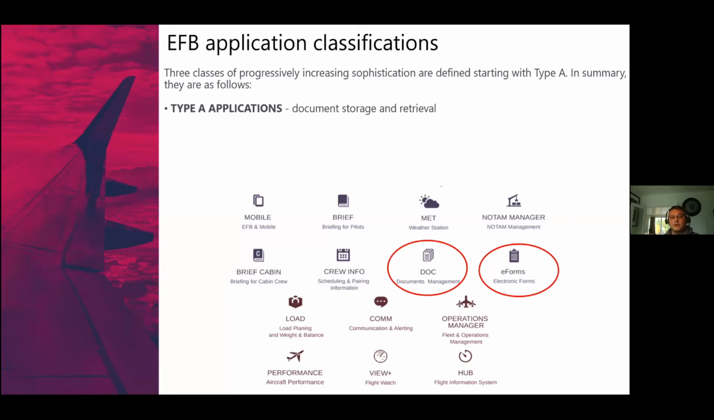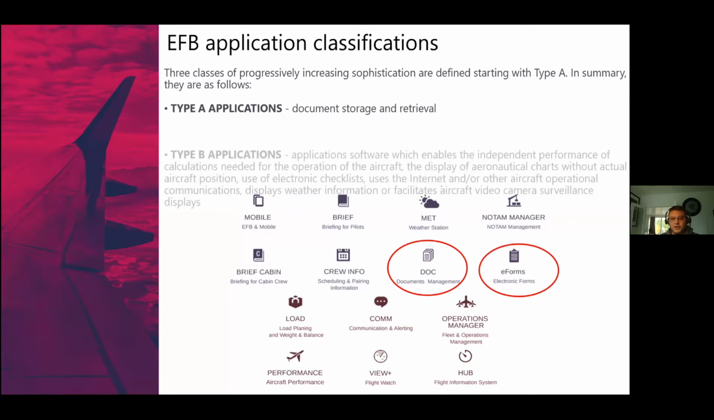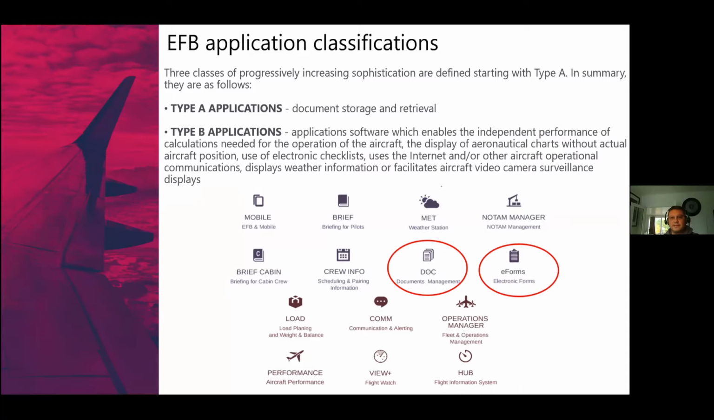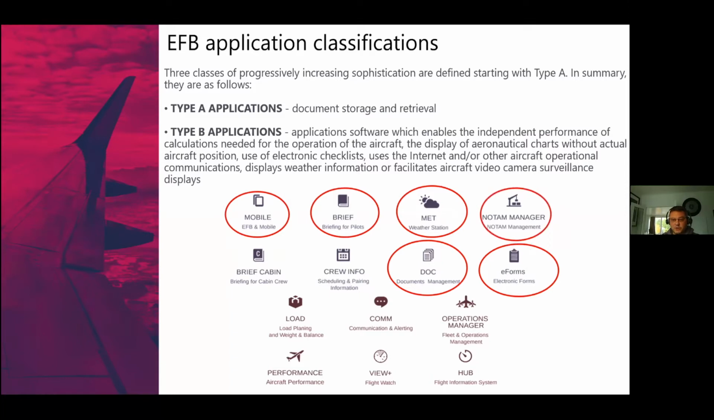So they're the Type A applications, and the Type B applications are the more safety related applications. So we're talking about performance, we're talking about briefing packages, we're talking about operational flight plans, and that all comes under the Mobile EFB product that Smart for Aviation have: the briefing for pilots, interactive weather and NOTAM applications, as well as load, weight and balance applications, and performance applications too. So that covers, visually, where S4 Aviation sit within the EFB application classifications.